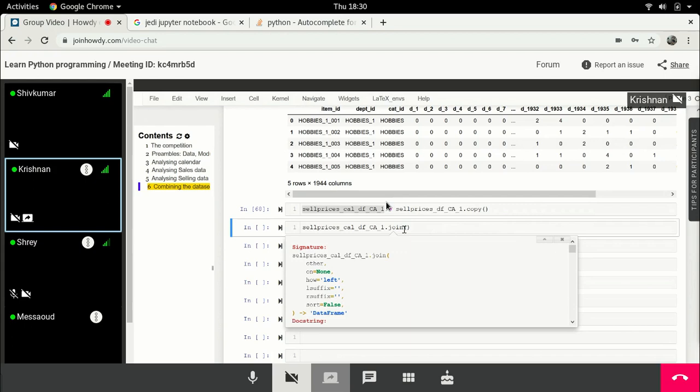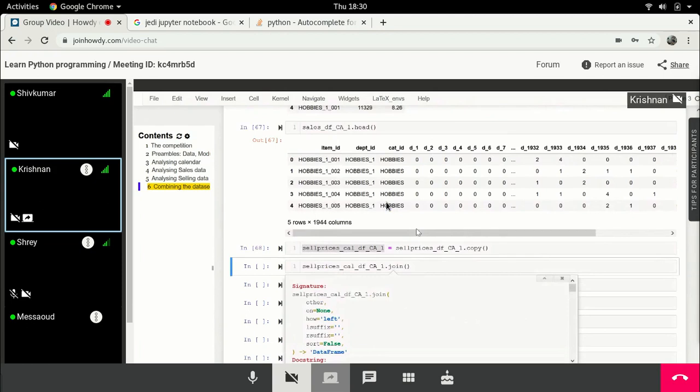Then how are we going to join it? Let's say we join it with left. Why? Because we have all the sales prices, right? For those weeks, because we have sell prices. Now, here, what happens is like this. There is a left join, there is a right join, and there is inner join and outer join.